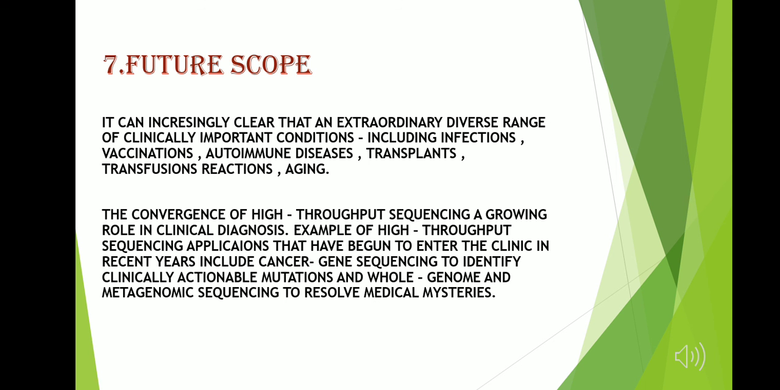Its future scope is that it can increasingly clear an extraordinary diverse range of clinically important conditions including infections, vaccinations, autoimmune diseases, transplants, transfusion reaction, and aging. The convergence of high throughput sequencing is playing a growing role in clinical diagnosis. Examples of high throughput sequencing applications that have begun to enter the clinic in recent years include cancer gene sequencing to identify clinically actionable mutations and whole genome and metagenomic sequencing to resolve medical mysteries.